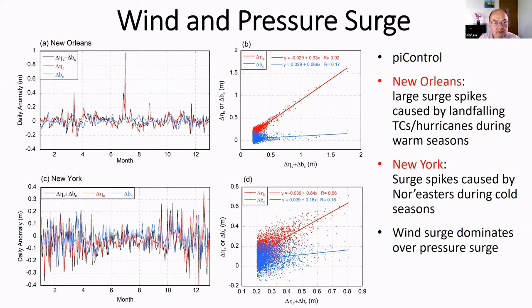So this is the time series of daily sea level anomaly at New Orleans for a 1 year period. The black curve is the total anomaly, the red curve is the dynamic sea level anomaly, and the blue curve is the inverse barometer effect. You see at New Orleans, the large surge spikes are caused by landfalling TCs and hurricanes during summertime, during warm seasons.